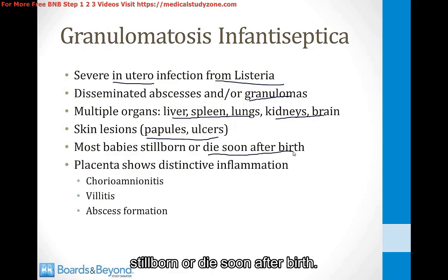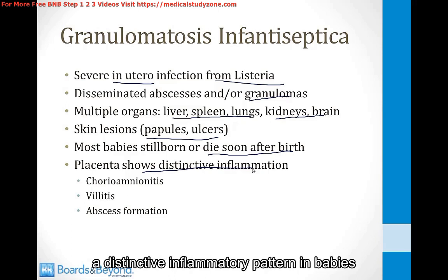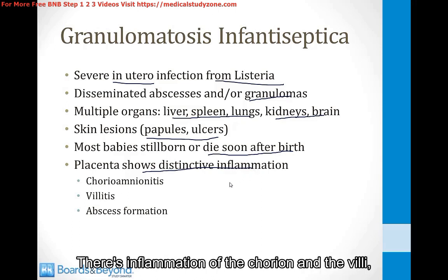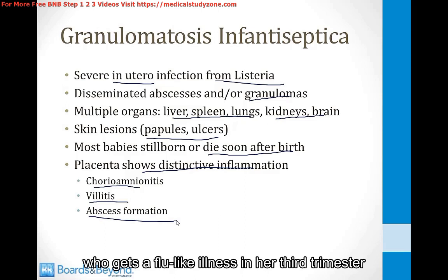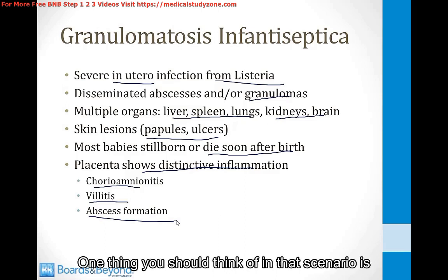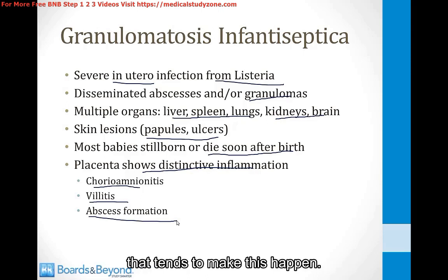And one thing to know is that the placenta shows a distinctive inflammatory pattern in babies who get this condition. There's inflammation of the chorion and the villi, and there are abscess formations. So what you want to look for is a mother who gets a flu-like illness in her third trimester and then loses the baby. One thing you should think of in that scenario is that it may be Listeria, because that's a bug that tends to make this happen.